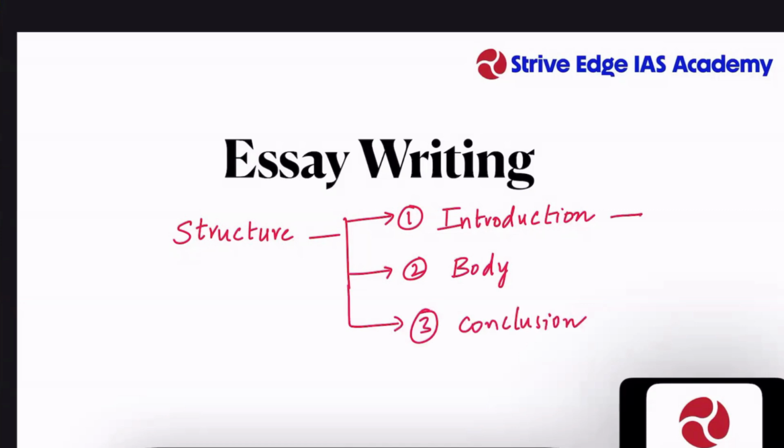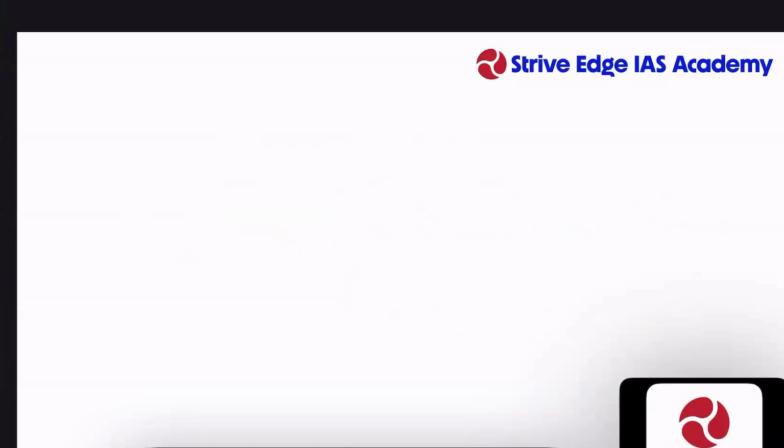So how much should each part have? Around 10 to 15% of your essay should be the introduction, and nearly 10% the conclusion, and the body has to cover the rest, 75 to 80%. So this has to be your division. This is how you will be dividing your essay writing, and this is the structure. Now we will discuss how this structure looks, one by one.